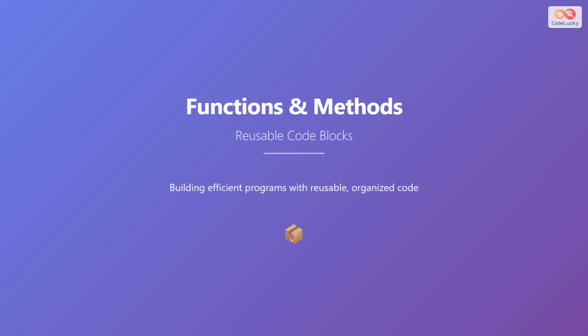Functions and methods are fundamental concepts in programming that help you write efficient and organized code. They allow you to create reusable blocks of code that perform specific tasks. Instead of writing the same code over and over again, you can write it once and use it many times throughout your program. This makes your code cleaner, easier to maintain, and more professional. Let's explore how functions and methods work and why they are so important in programming.